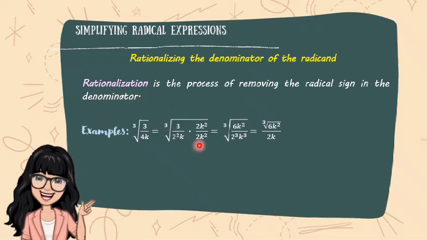So we have to multiply our numerator and denominator by an expression so that our denominator will be a perfect cube. And that expression will be 2k squared. So we multiply the numerator by 2k squared, and we multiply the denominator by 2k squared. Whatever expression you multiply to the denominator, see to it that it is multiplied as well to the numerator. Now, 3 times 2k squared. So 3 times 2, that will be 6k squared. So we have here cube root of 6k squared. Next one, 2k squared times 2 squared k.